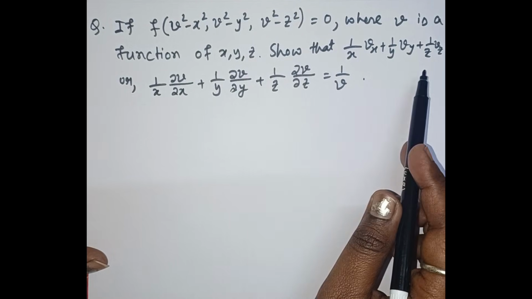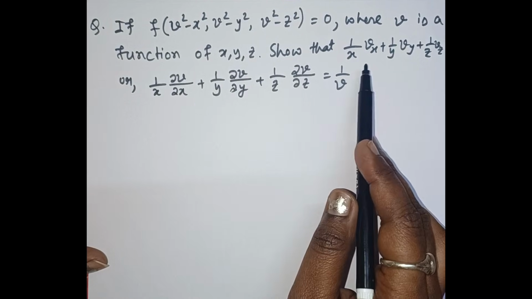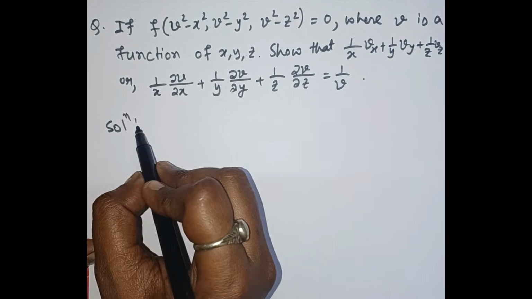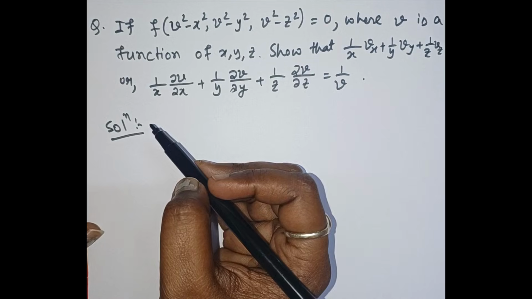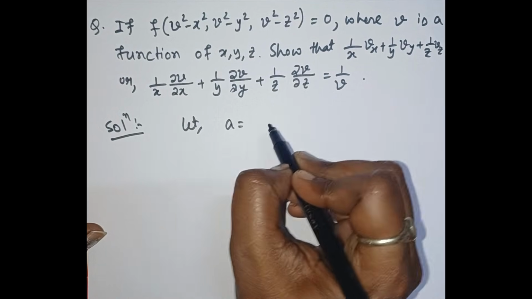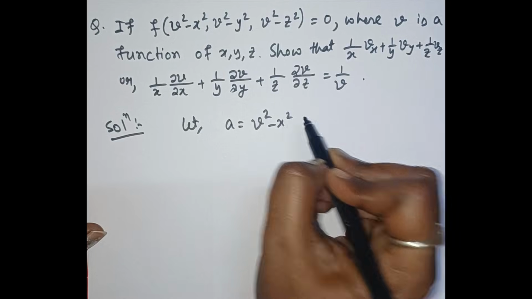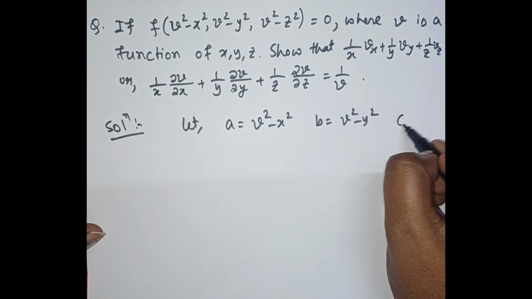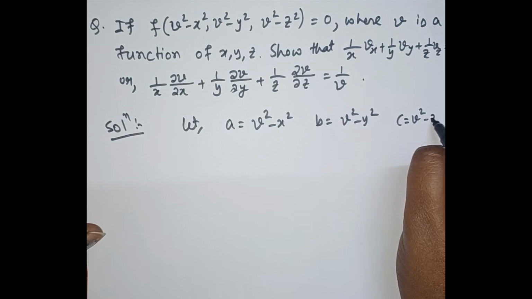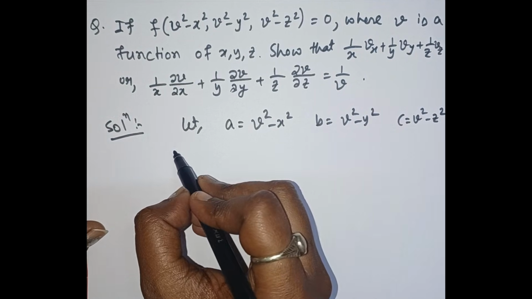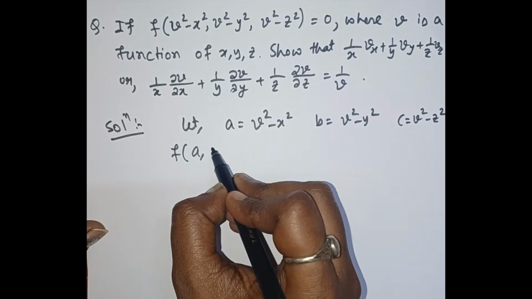So f is a function where v is a function of x, y, z. Then we have to show 1 by x del v del x plus 1 by y del v del y plus 1 by z del v del z equal to 1 by v. So since f is a function of v square minus x square and so on, let us take a equal to v square minus x square, b equal to v square minus y square, and c equal to v square minus z square. Always you have to solve this type of question in this way.